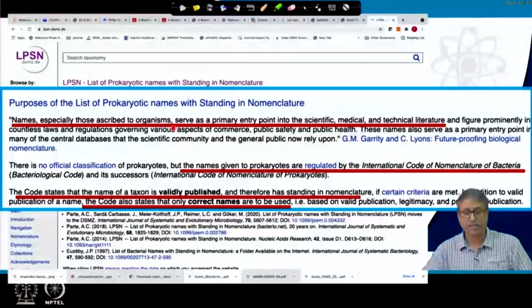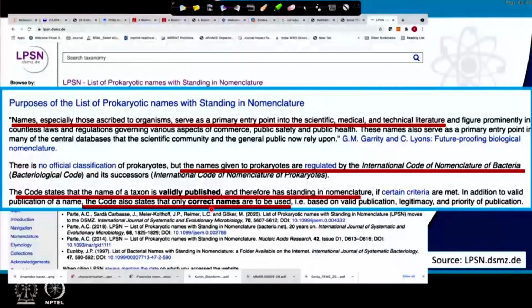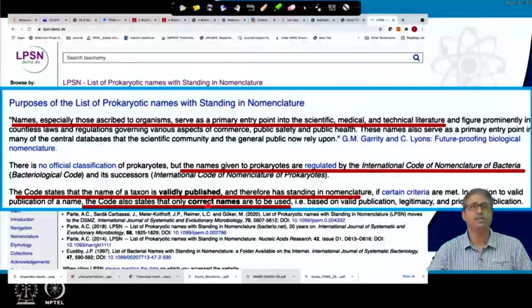The validation process is done by the International Code of Nomenclature of Bacteria, called the Bacteriological Code, which is provided through this LPSN website. I am showing you a snapshot of the website itself, through which we can find that the code states that the name of the taxon must be validly published. So we cannot just give a name like that. The name has to be validly published. We have to communicate to the committee, the Bacteriological Code has to be followed, and the name has to be certified, validated or approved by this competent committee, and only then can the name be assigned.